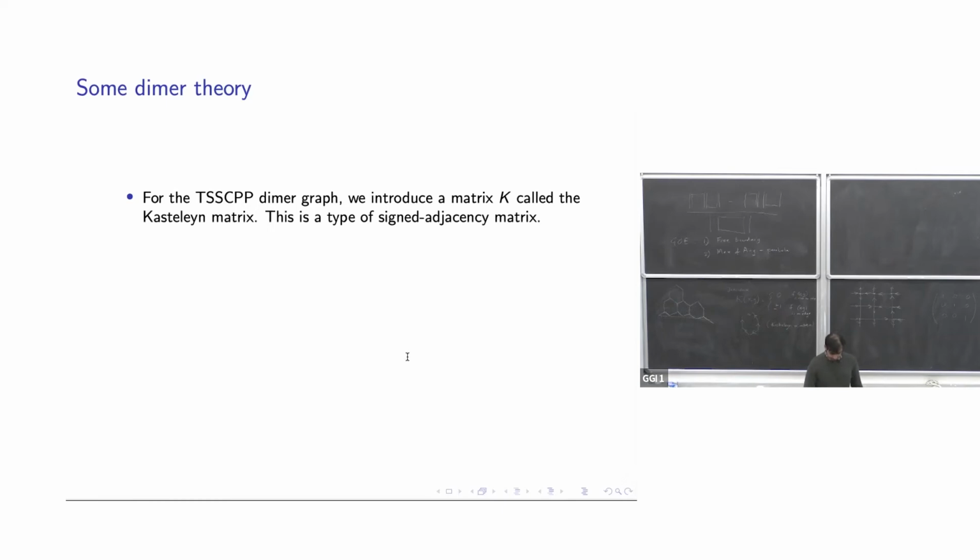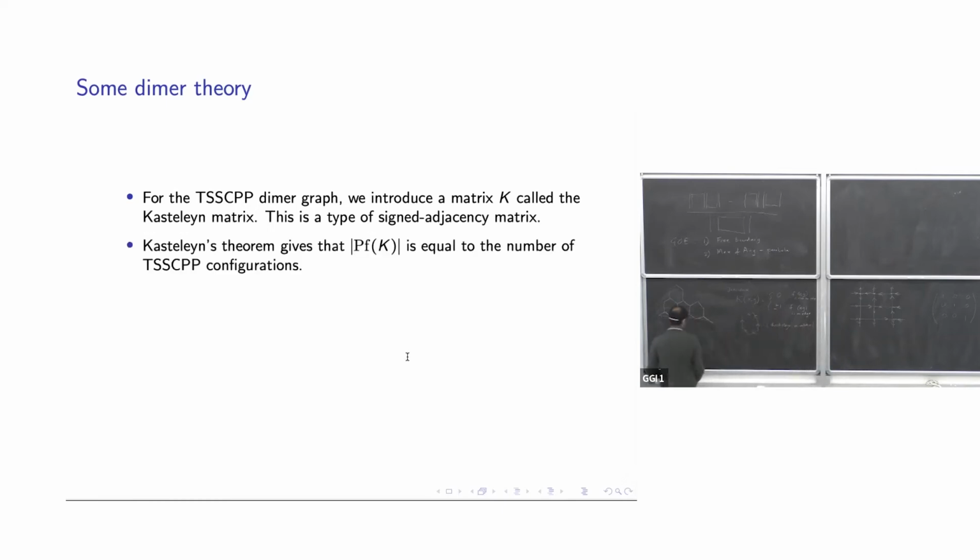Okay, so these signs give me this sign here. Right, so Kasteleyn's theorem showed in the 60s that if you compute the Pfaffian of K and take the absolute value, this is the number of dimer configurations. So the Pfaffian of K, in this case, is the number of TSS CPPs.